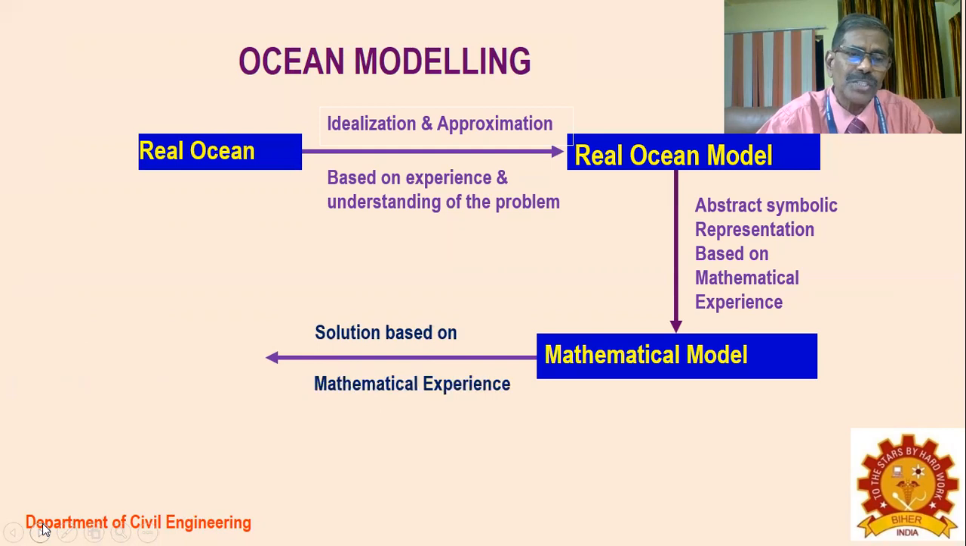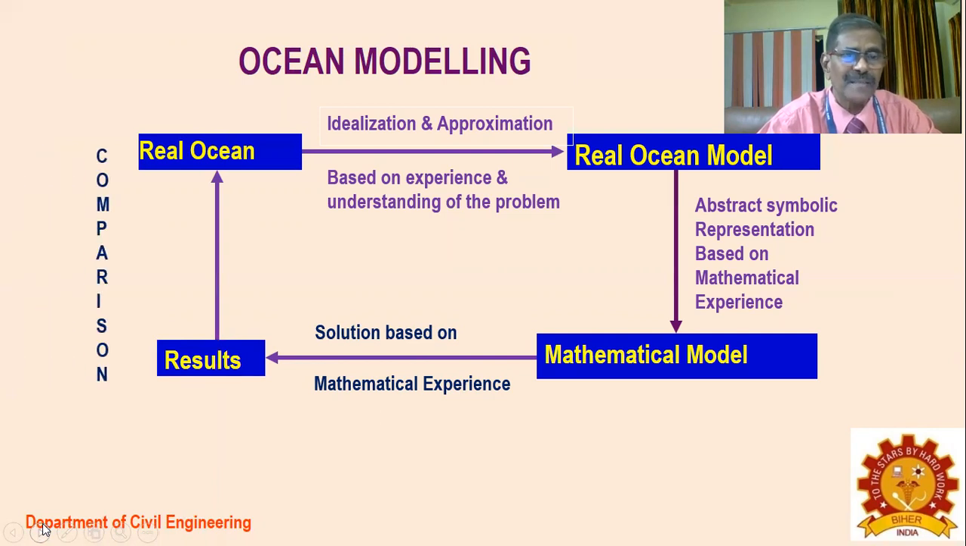Then, a solution based on numerical mathematical experience, you can get some solutions. Results, you can analyze them. Then you compare with the real ocean model whether the results you are getting are matching. Then you iterate it. Again, idealization, real ocean model development, abstract symbolic, mathematical model, solution based on results. Just go on doing. How many cycles till you get the accurate value? How many times you have to repeat it?